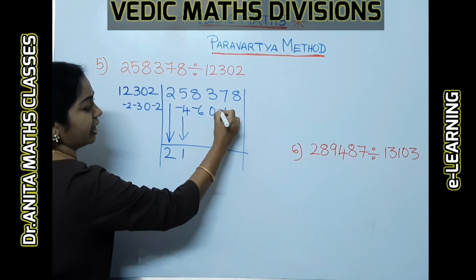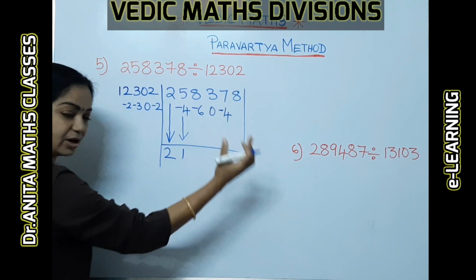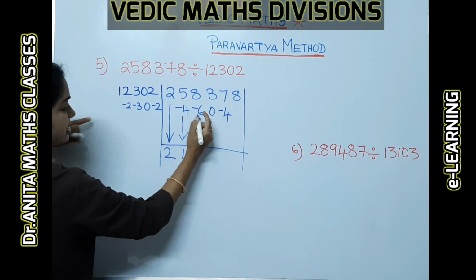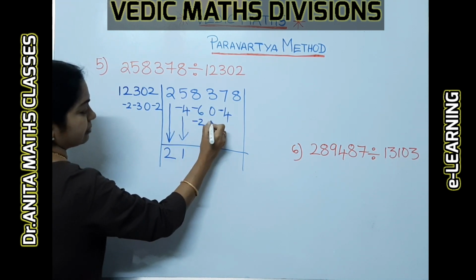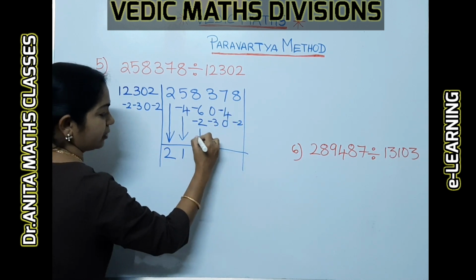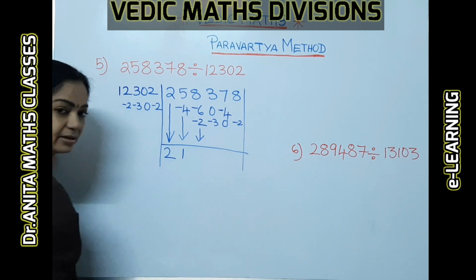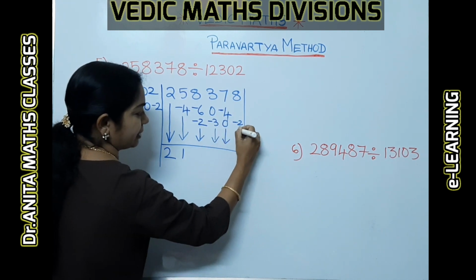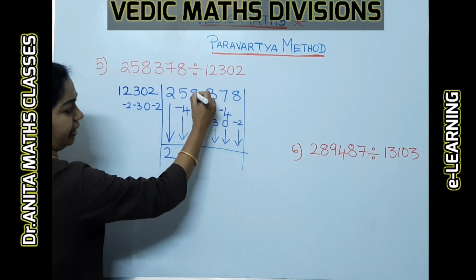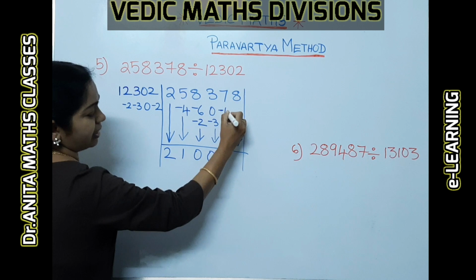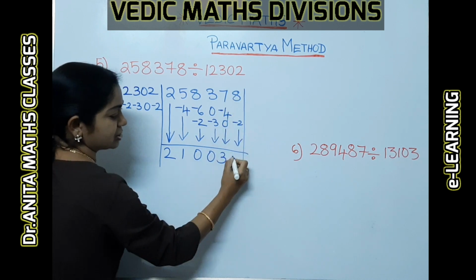Right. Because we should not stop, as the last digit is not yet included. So we have to multiply it with 1, the transpose. So minus 2, minus 3, 0 and minus 2. We have to stop here because the last number is included. Right. The division is over. Just subtract all the numbers and write down. 8 minus 8 is 0. 3 minus 3 is 0. 7 minus 4 is 3. 8 minus 2 is 6.